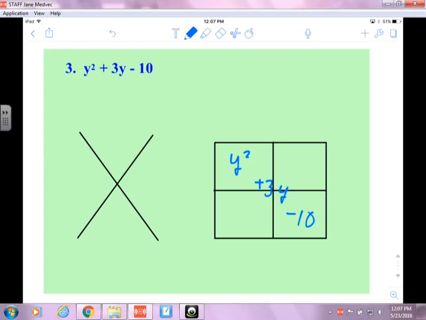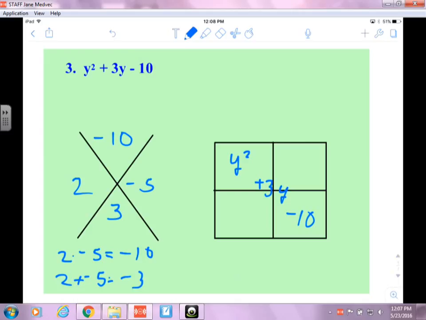Okay, what do I put in the top of my X? Negative 10. What do I put down below? 3. What two numbers? 2 and negative 5. Well, 2 times negative 5 gives me negative 10, and 2 plus negative 5 gives me negative 3. Is that okay?